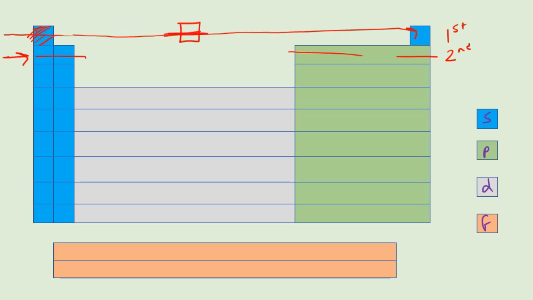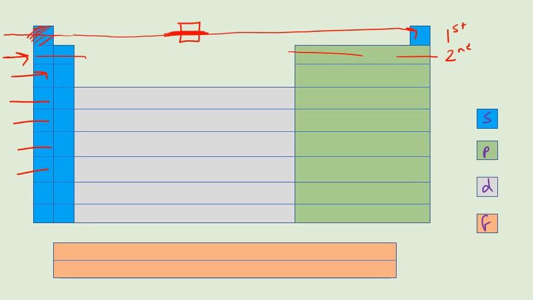First period is the first row, which only contains hydrogen and helium. The second period is the second row, and then third period, fourth period, fifth, sixth, seventh, and so on and so on. Okay, so that's what the period means. It actually relates to the number of shells. So if you've got 2 shells, you're in the second period. If you've got 5 shells, you're in period 5.